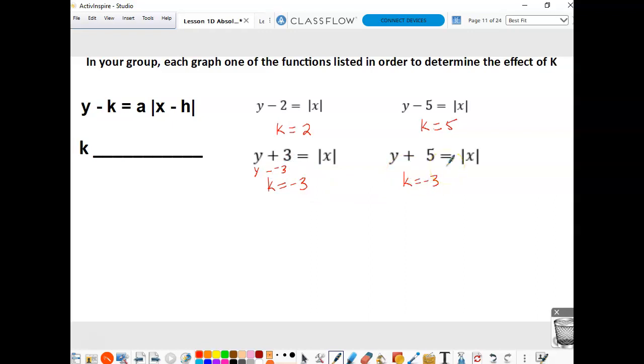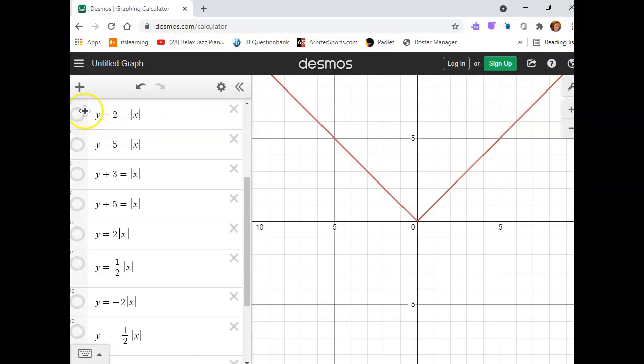So go ahead and put those 4 on your Desmos graph and see if you can figure out what happens to the graph when we change the k value. All right, so I have these 4 on my graph. And this is the one where k was equal to a positive 2. And check out what happens to my graph. It slides up 2 spaces. When k was a positive 5, the graph slid up or translated up 5 spaces. When k was negative 3, the graph slid down, translated down. And when k was a negative 5, it translated down those 5 units.